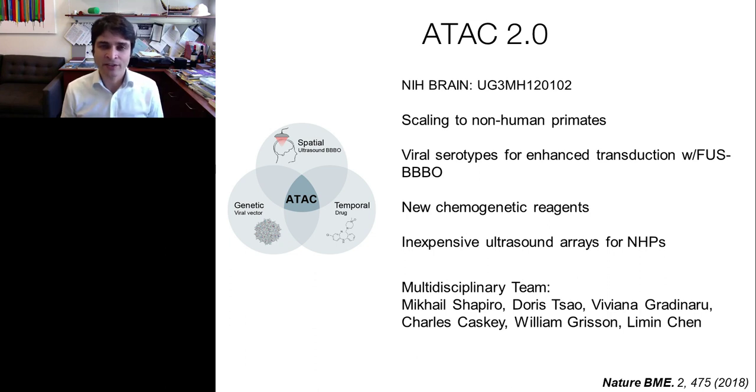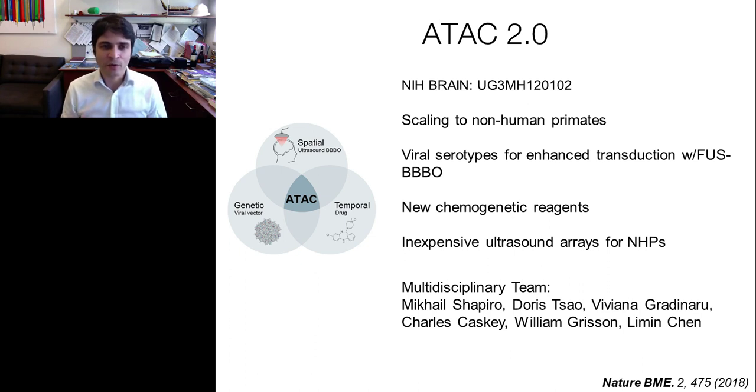And we're trying to develop inexpensive ultrasound arrays for use in non-human primates. The devices that I showed when introducing focused ultrasound that are used in humans for ablation are very expensive and probably not something that would get disseminated widely in the neuroscience community, but there are some technologies that would allow us to make that much less expensive, because our goal is to make this useful for non-human primate and other animal model research as broadly as possible.